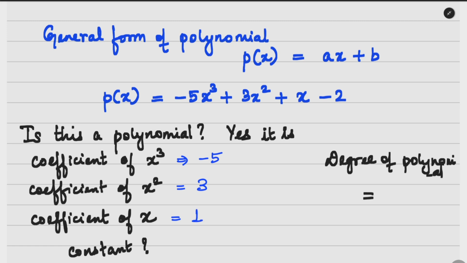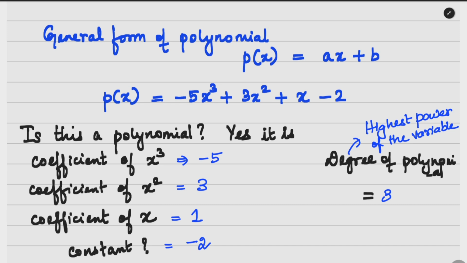What is the coefficient of x? Coefficient of x is just 1. And what is the constant term here? The last one. It is minus 2. And what is the degree of a polynomial? Degree refers to the highest power of the variable that is available. So what is the highest power of the variable? Only x is the variable that is creating this polynomial. So what is the highest power of x? 3. So the degree of this polynomial is 3.